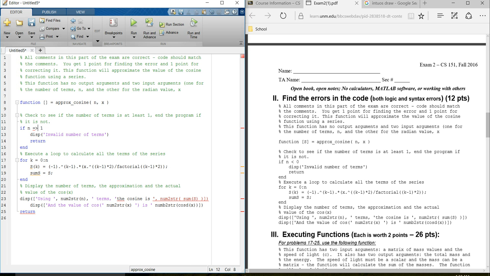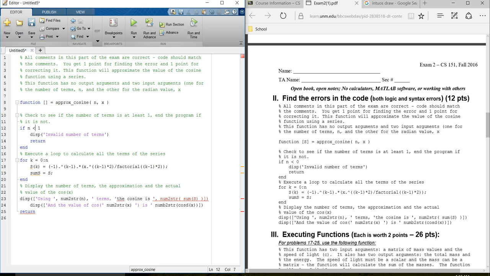Oh, hold on, I see what he's doing. Display invalid. So we want to say if it's less than 1, display invalid number of terms. I was doing it differently, where if this condition was true, execute the for loop. I see what he did. I'm sorry. So we'd say 1. End. Return. Return end.